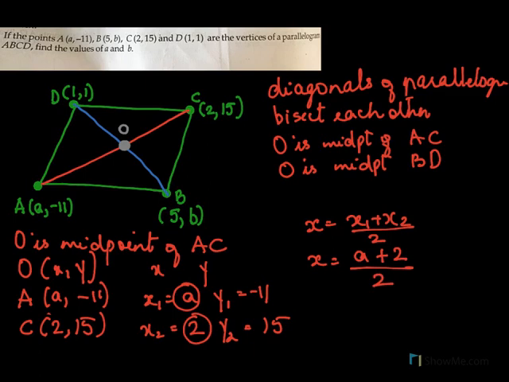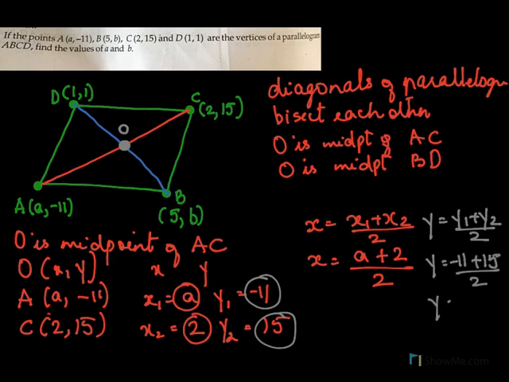And to find the Y, we'll do it in another color. We have Y equal to Y1 plus Y2 divided by 2. So Y is minus 11 plus 15 divided by 2. So Y is 4 divided by 2, Y equal to 2. So here we have now the coordinates of O. The O coordinates are (A plus 2 over 2, 2).